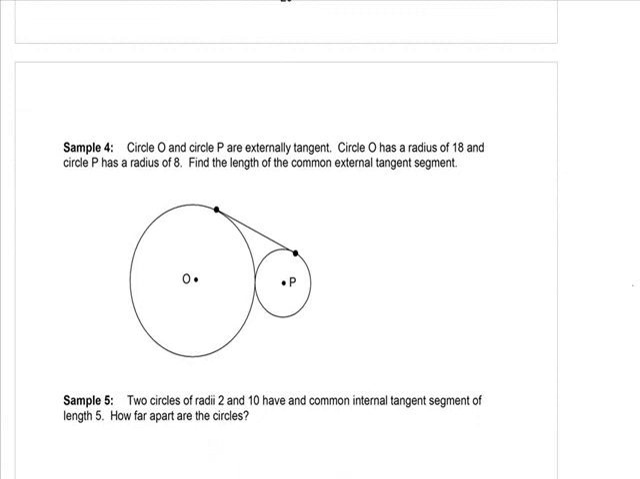Circle O and circle P are externally tangent, meaning that they're just touching right here. Go ahead and fill in the radius for circle O and for circle P. We know that they're perpendicular, and we also know the steps, meaning from the center of the smaller circle, draw a segment that is parallel to the common external tangent. So we have that. And we don't know the length of the common external tangent, so that's what we're going to call our x. And that segment we just drew in will also be x.